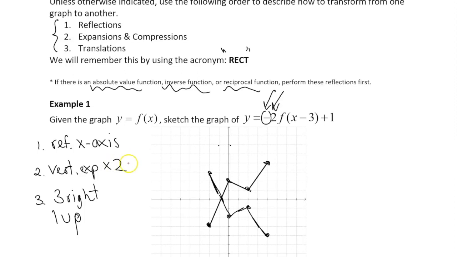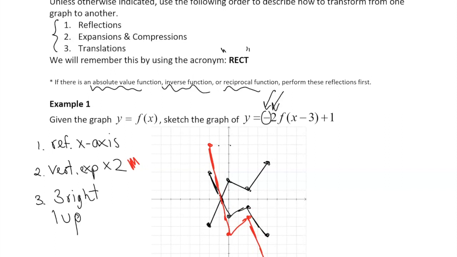So for instance, for a vertical expansion by a factor of 2, I'm going to use red here. And I'm going to take each of those key points again that we did, and now I'm going to double the y values. So a y value of -4 gets doubled and becomes a y value of -8. And each of our y values are doubled. And when you join that, that's going to create something that looks like it's been stretched twice as much.